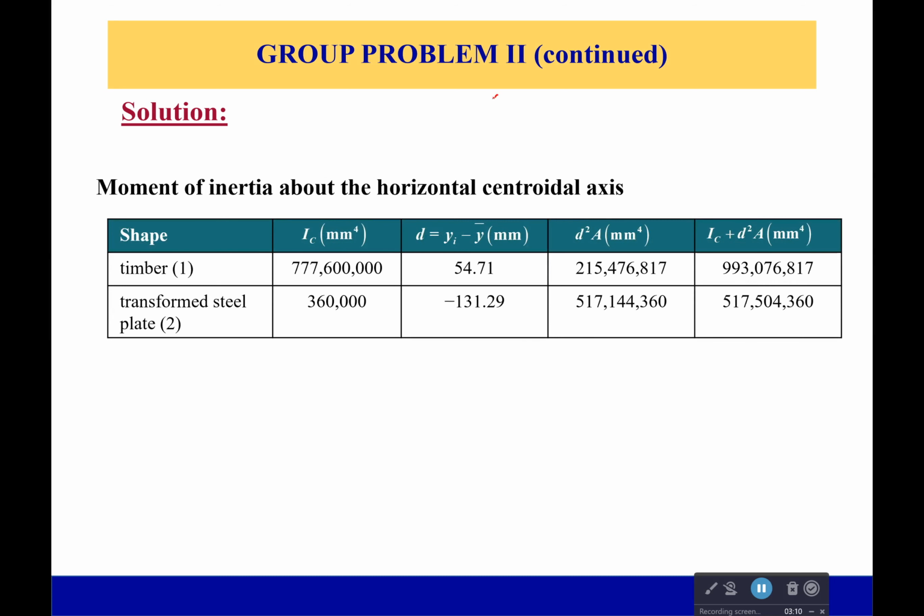So this will still be the rectangle, so it'll be 1/12 base height cubed. The timber has a fairly large one, while the transformed steel plate is also still large, but not nearly as large as that timber. The height is cubed, so that timber is fairly tall compared to the steel plate. However, our steel plate is 131.29 millimeters away from the centroid, and it has still an appreciable area. So the correction term right here is 517 million. So in the end, they both contribute quite a lot to the moment of inertia. We couldn't neglect either one.